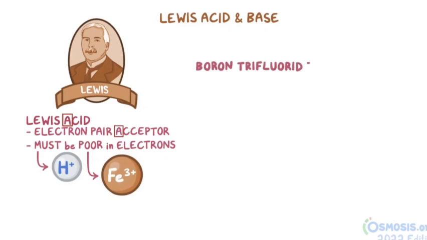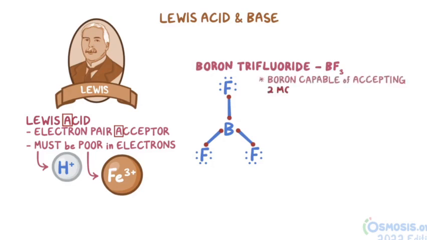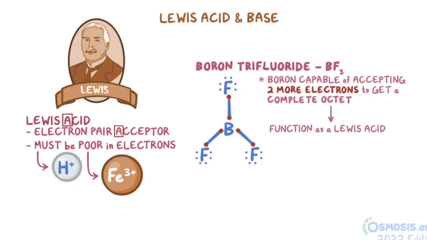Boron trifluoride, BF3, can also be a Lewis acid, even though it doesn't have a positive charge. If we look at the dot structure for boron trifluoride, the boron in the center of the structure has only 6 electrons around it, instead of a complete octet, or 8 electrons. So boron is capable of accepting 2 more electrons to get a complete octet. Since it readily accepts a pair of electrons, it is able to function as a Lewis acid.